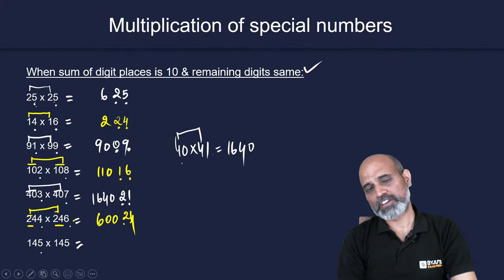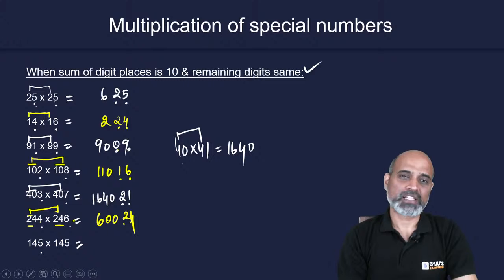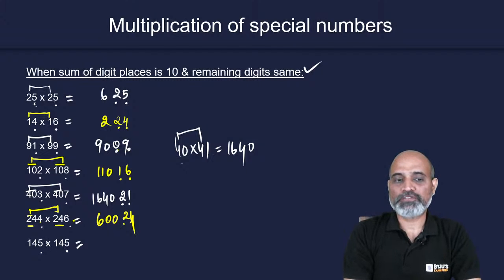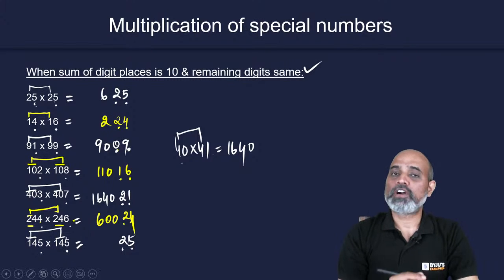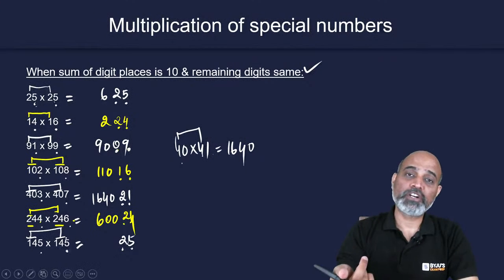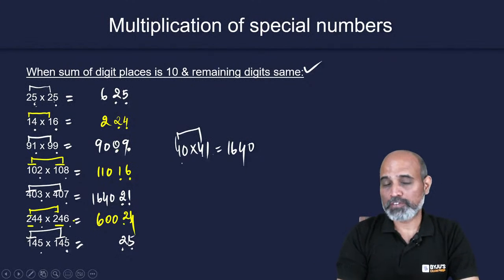25 into 25 minus 25, या 24 into 24 plus 24, जैसे करना है. Next one is 145 into 145. So units digit का product is going to be 25. The remaining values are same. 14 into 14. Sorry, 14. So 14 into what comes after 14? 15. So 14 into 15 करना है.